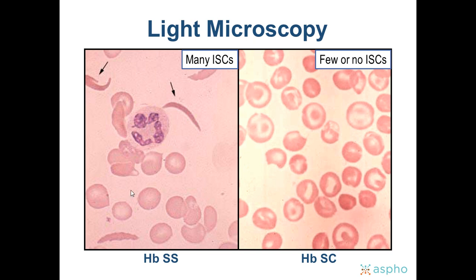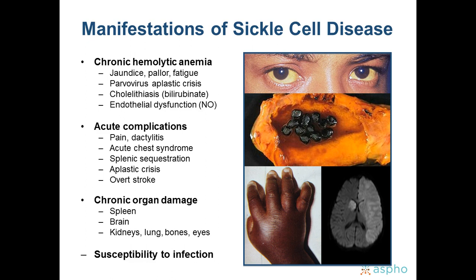There are light microscopy differences as well. Many irreversibly sickled cells in SS. And in SC, you tend not to see irreversibly sickled cells, but dense contracted cells and target cells. So you can have someone without sickled cells on the peripheral smear who has sickle cell disease, and typically that's someone with SC disease.